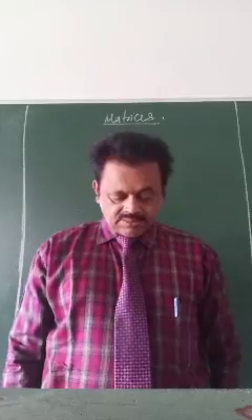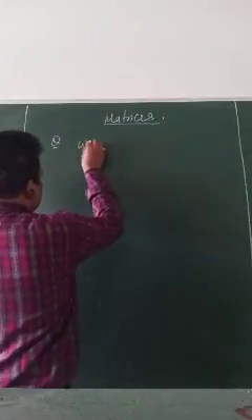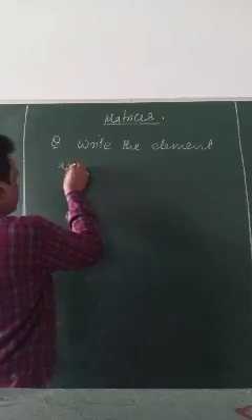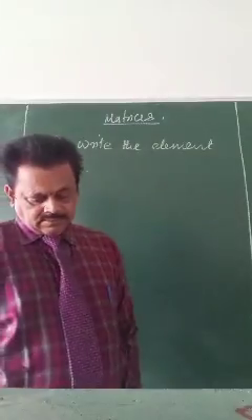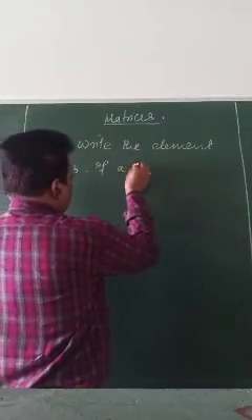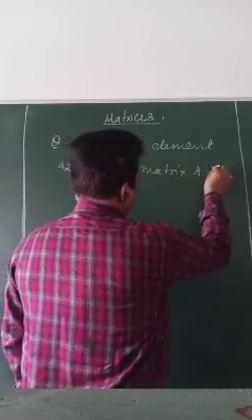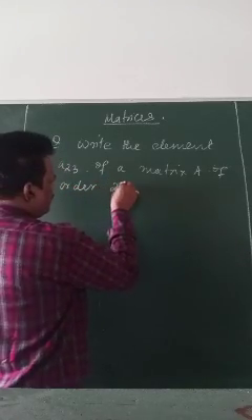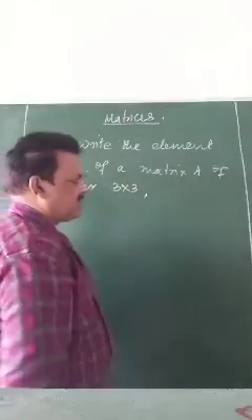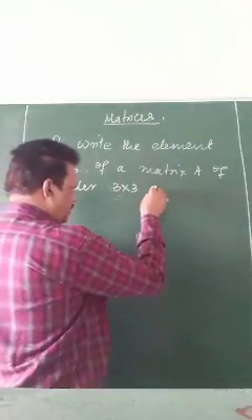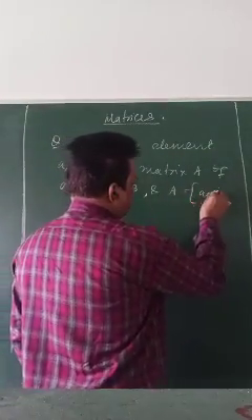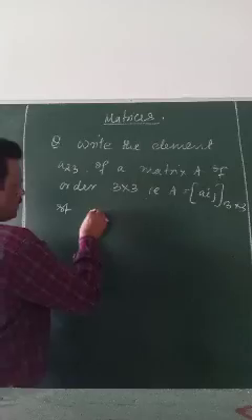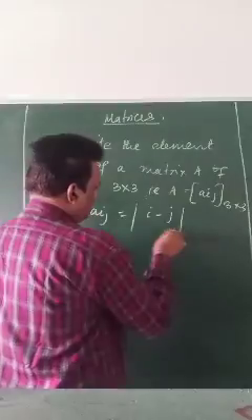Write the element A23 of a matrix A of order 3 cross 3, such that A is defined as Aij equals to modulus of i minus j by 2.